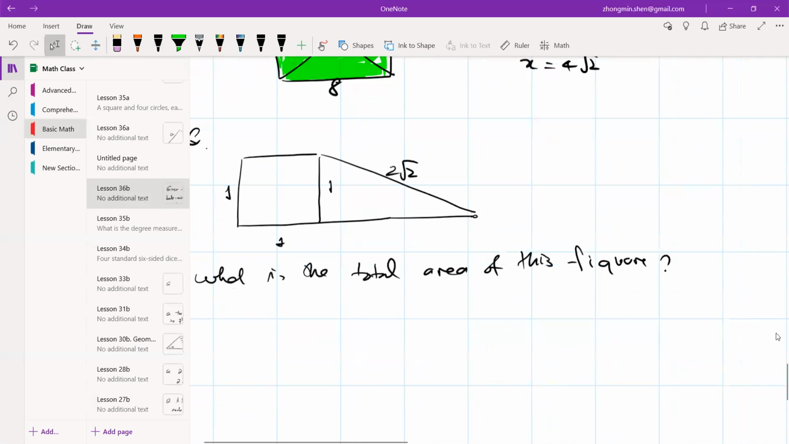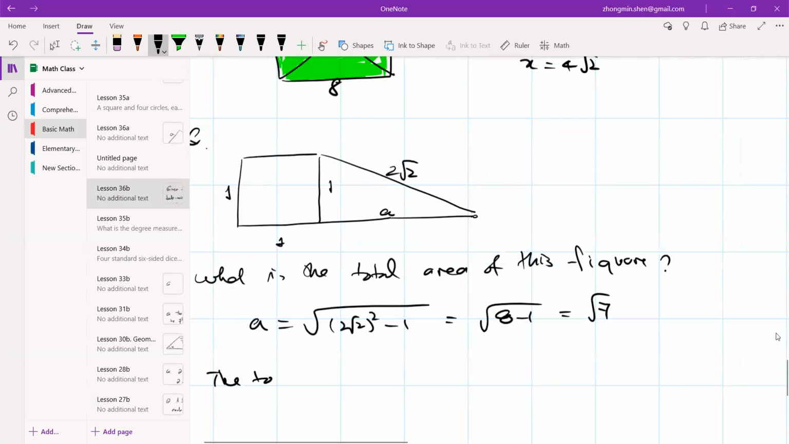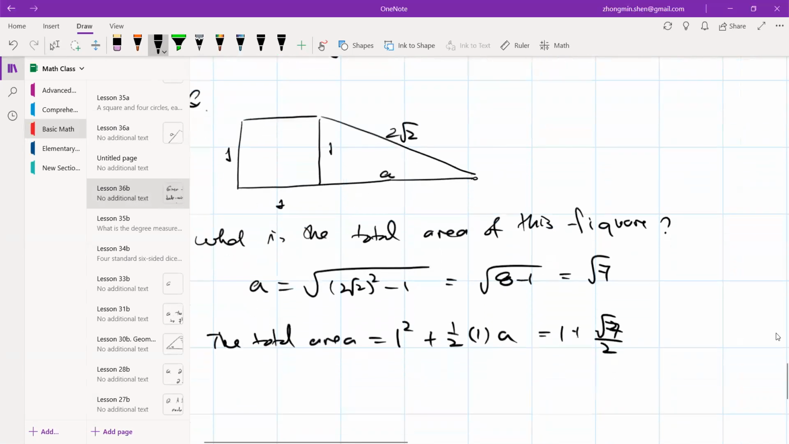Yeah. All you have to do is find this side A, right? By the Pythagorean theorem, A is going to be the square root of (2 square root 2) squared minus 1, which is 8 minus 1, which is square root of 7. That's it. So the total area is 1 squared plus half of 1 times A. So it's 1 plus square root of 7 divided by 2. Okay.